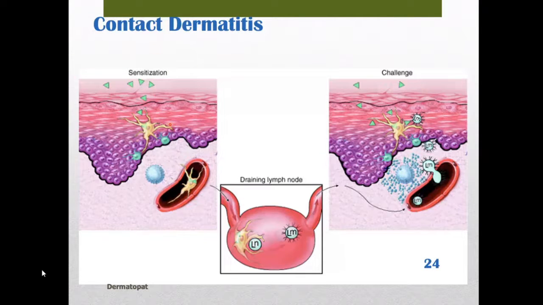So contact dermatitis, how does it appear? This is like a pathophysiology of it. So there is something the person came into contact with, an agent here. Then some of the antigens from it will be captured by dendritic cells that we have in the epidermis, in the skin, in the mucosa, and so on.